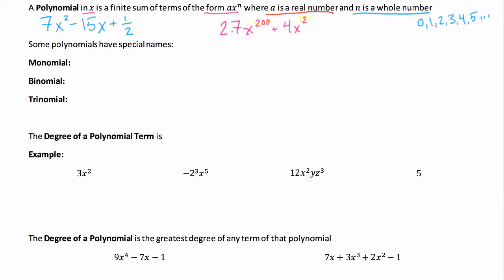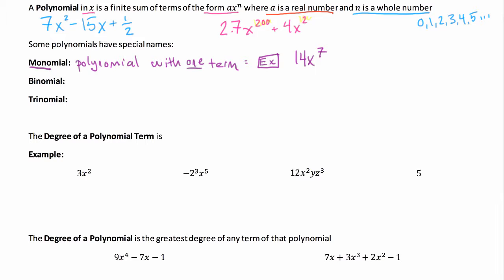Some polynomials have special names, and it's only 3 of them, really. So a monomial is a polynomial with one term. So for example, a one-term polynomial would be like 14x to the 7th. Monomial, mono means one. So like if a teacher speaks in a monotone, it's using only one tone, and it's a pretty bad way to teach a class because it's very, very difficult to listen to.